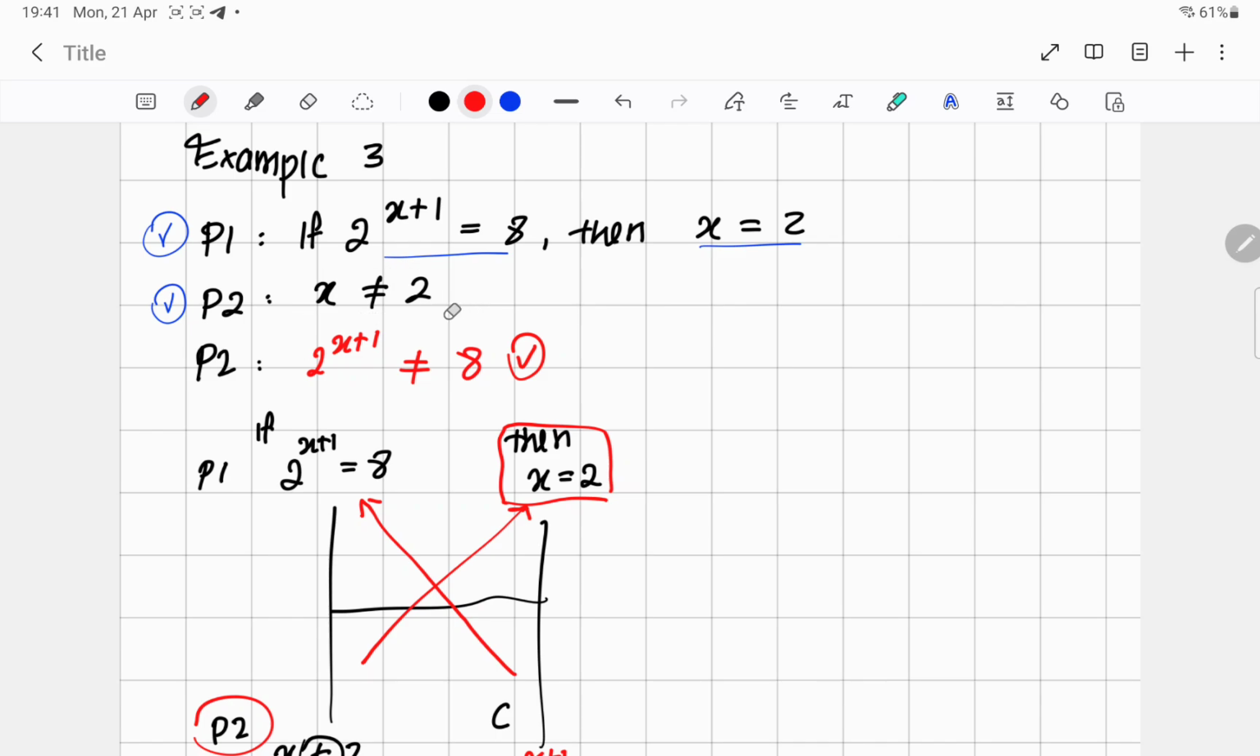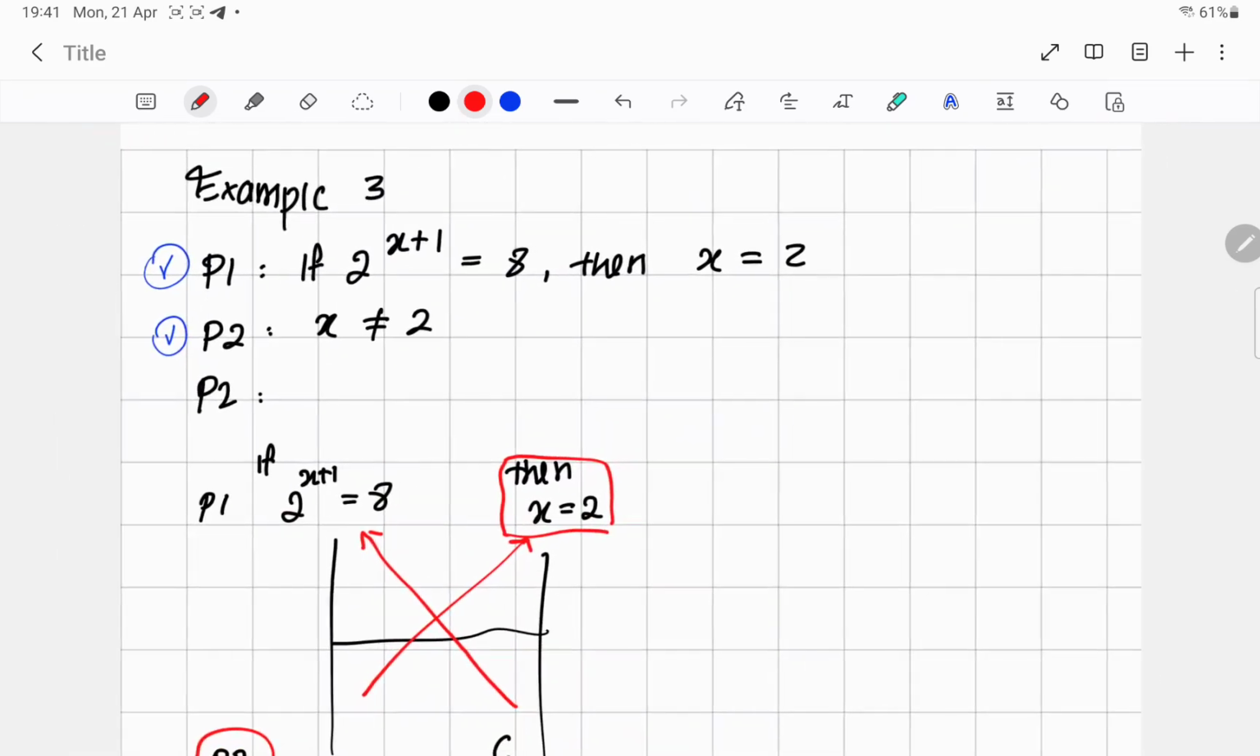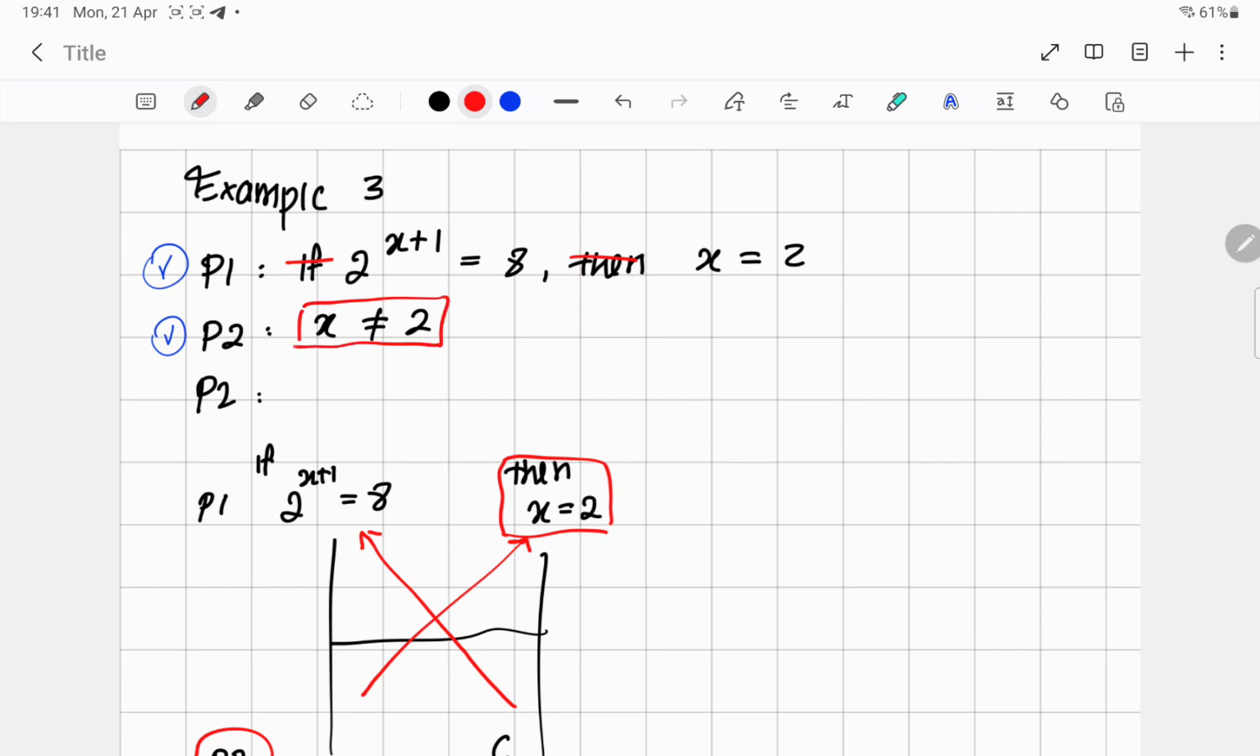If you want to use the cut method, that also works. The first thing to cut is the "if and then". Look at your premise 2. Premise 2 talks about x not equals to 2, but here it is talking about x equals to 2. So you need to change x equals to 2 into the negative side.